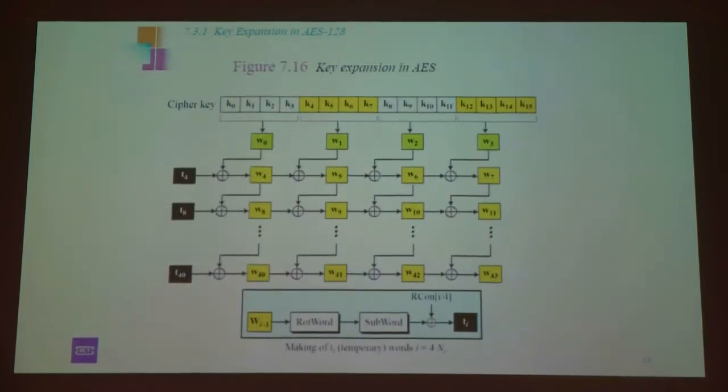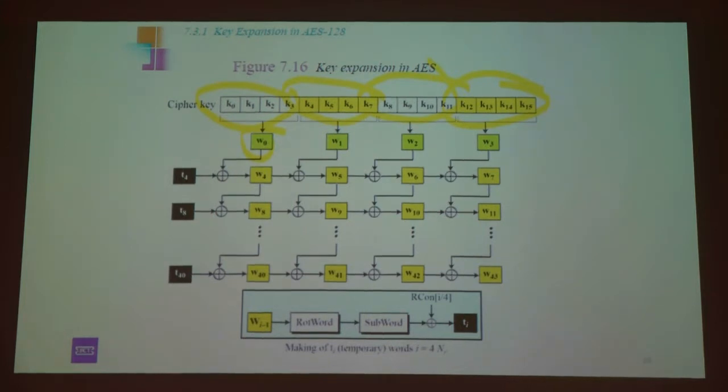So we start always from the key, right? The key is 128 bits, which is 16 bytes. So we take the first 4 bytes of your key and you make word 0. Word 0 is very simple: you take the first 32 bits. Word 1: you take the next 32 bits. Word 2: take the next 32 bits. Word 3: very simple. So the first 4 words are coming from the key, right?